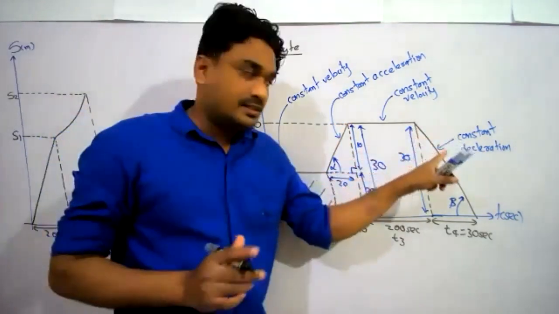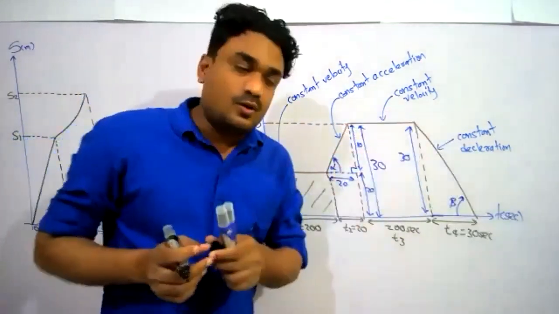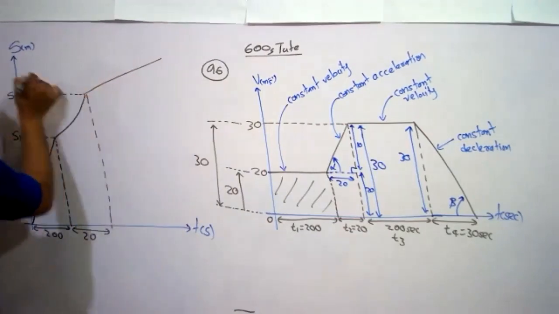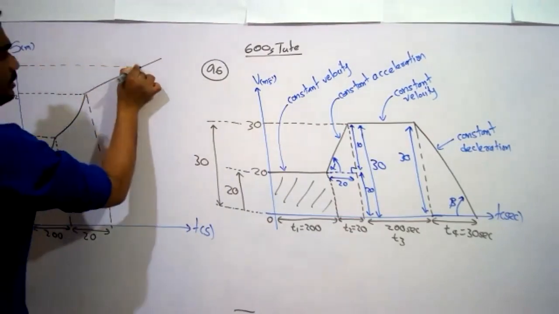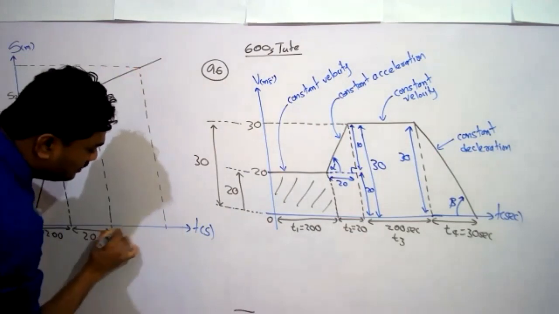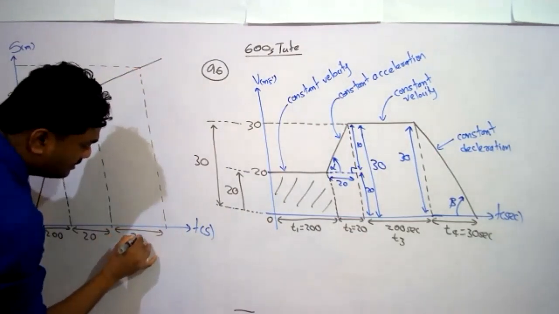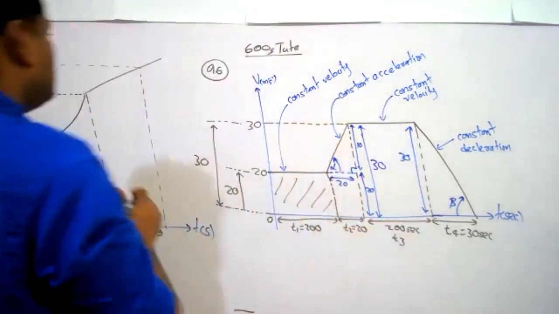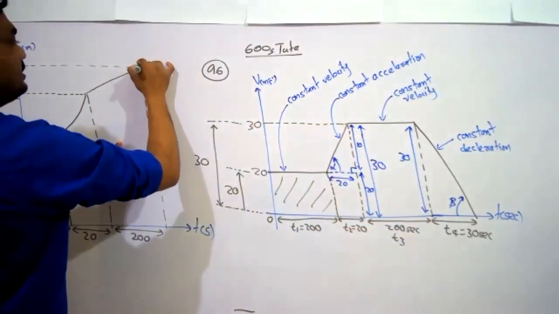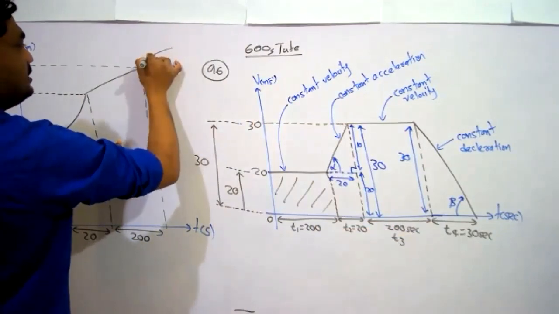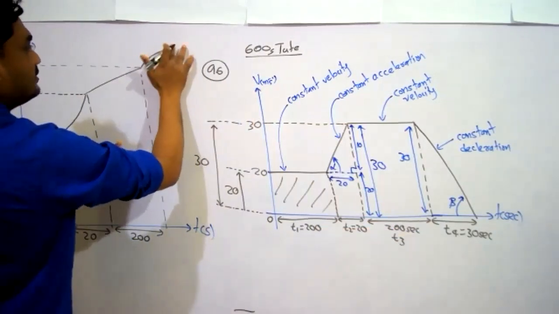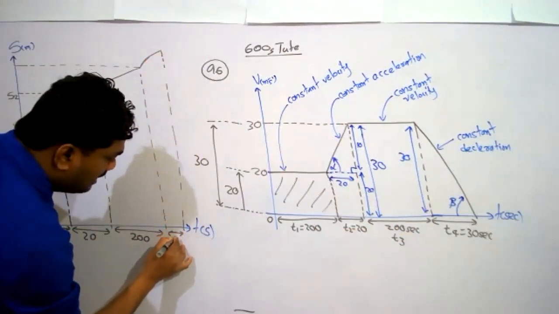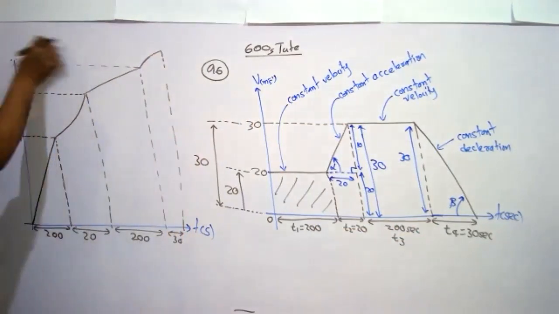During the next 200 seconds, the object travels again with constant velocity. Constant velocity is indicated like this. This is what happened during the next 200 seconds, and finally it decelerates and comes to rest. Deceleration is indicated by this kind of curve. This is what happened during the last 30 seconds.